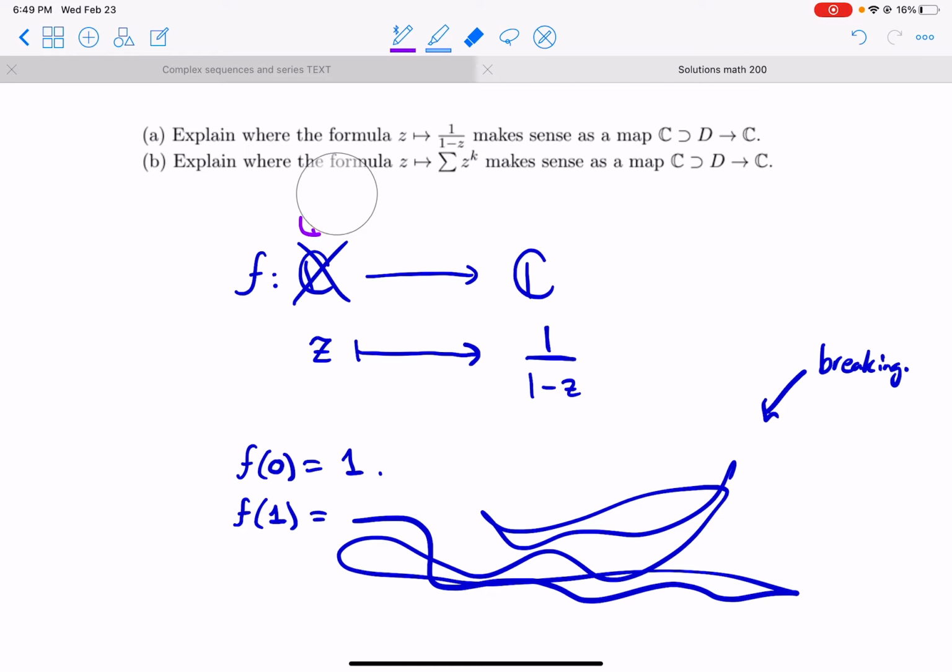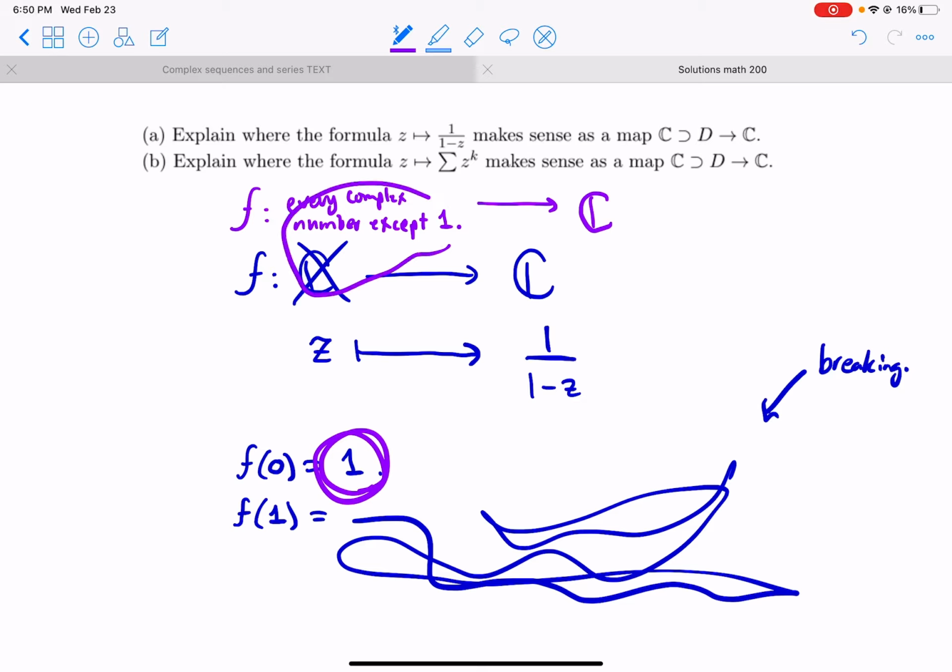And so if you don't like symbols, you can write every complex number except 1. So f is a map from every complex number except 1 to the complex numbers. And we're not really sure what it hits. Maybe it hits everything. For example, it definitely hits 1, even though 1 was not an acceptable input. We couldn't input 1. 1 was an output. Wow, it's difficult to say that.